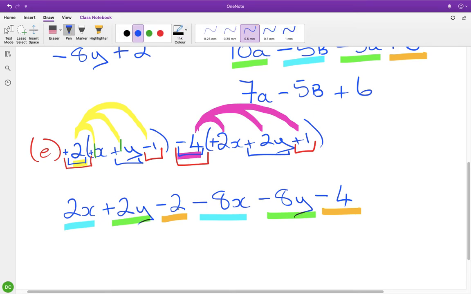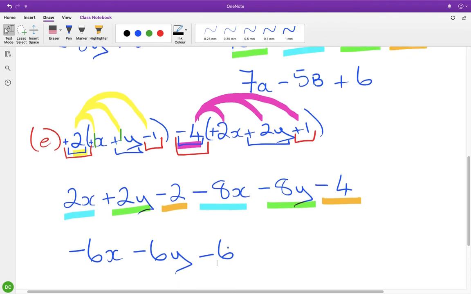So the x's, 2 take away 8. So 2 minus 8 is minus 6, and that was the subtraction from the x family. Now move on to the y family. Again, it is 2 take away 8, so that's minus 6 again, but this time that's the y family. And then the constants is minus 2, minus 4, which is minus 6. And now we have an x family, a y family, and a constant family, so they're all different families, so they can't be combined.